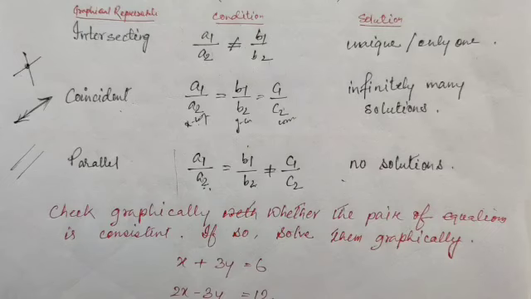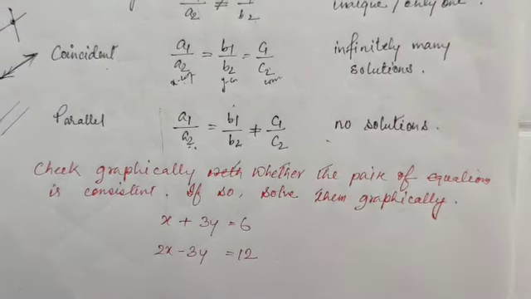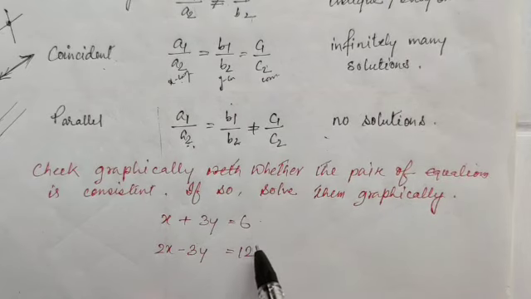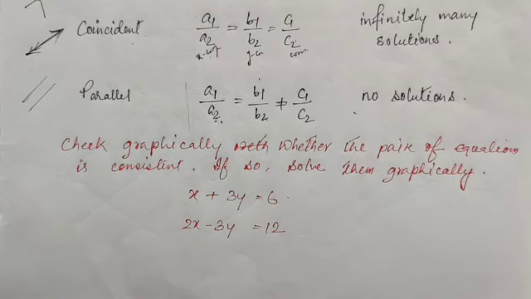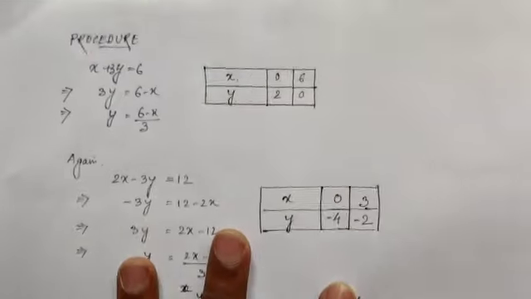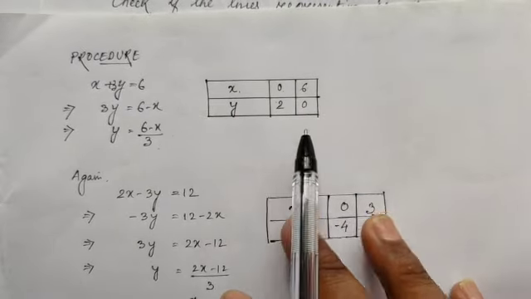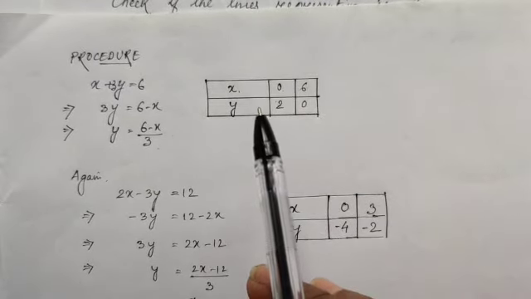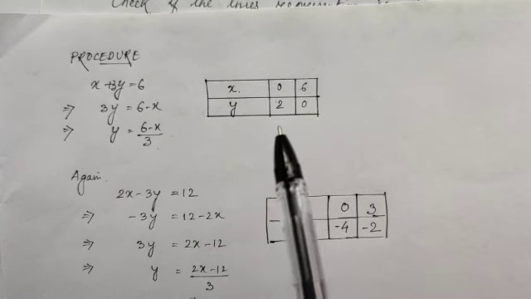Let us try to understand this with an example. Here a pair of linear equations in two variables is given. Let us solve these two linear equations graphically, with the help of a graph. For that you have to find the coordinates, or points, that we will plot on the graph.